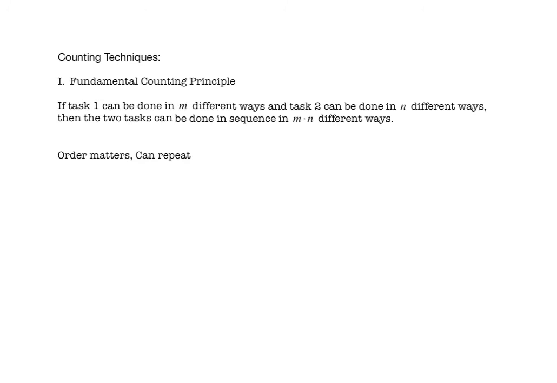Recall with the fundamental counting principle that if task 1 can be done in m different ways, and another task can be done in n different ways, then the number of ways you can do them in sequence is m times n different ways. And this can also be generalized to any finitely many tasks. So we've done this, for example, if you have 3 sandwiches you can choose from and 5 appetizers you can choose from to make up a meal, then the total number of meals is 15. We've done this sort of thing already. However, we haven't explicitly stated this.